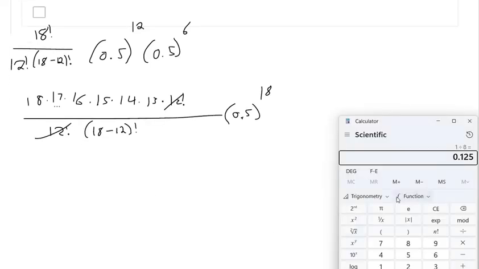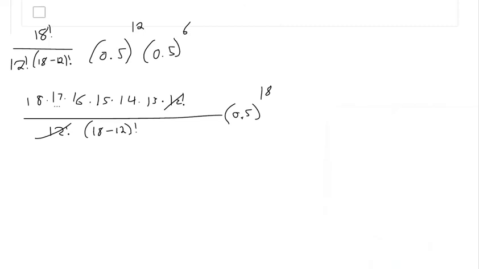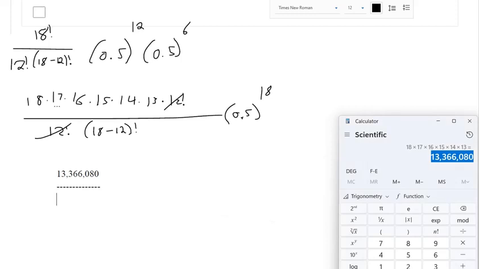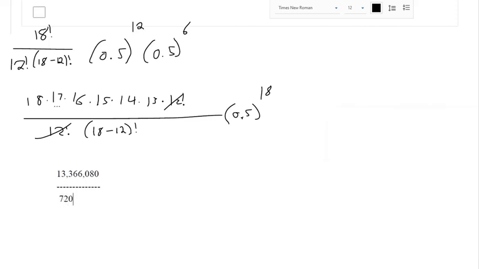So in the top, we just need to multiply those numbers, so we get something a little over 13 million. And in the bottom, that's 18 minus 12, which makes 6. That's 6 factorial. So that's 720 in the bottom. And this is still times 0.5 to the 18th power.